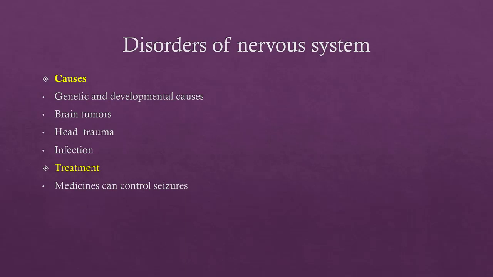Causes: genetic and developmental causes, brain tumors, head trauma, and infection. Actually students, in younger people, epilepsy may be due to the genetic or developmental causes. In people over age 40 years, brain tumors are more likely to cause epilepsy. Head trauma and central nervous system infections may cause epilepsy at any age.